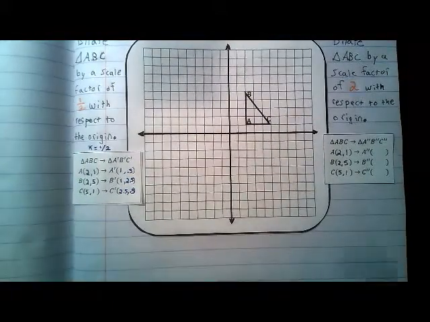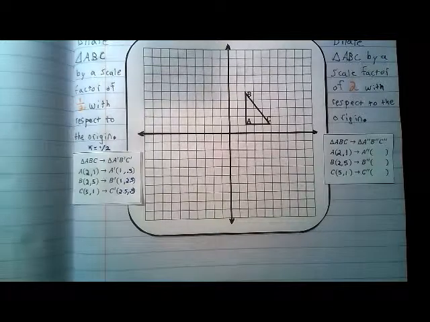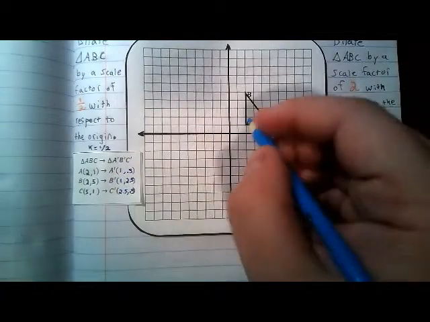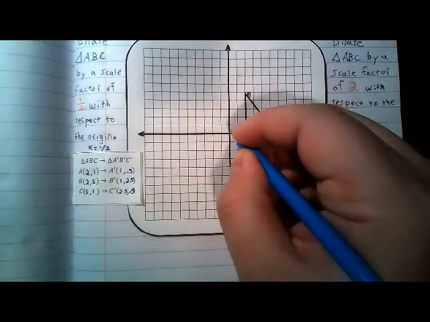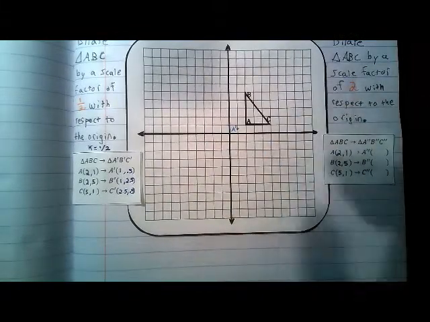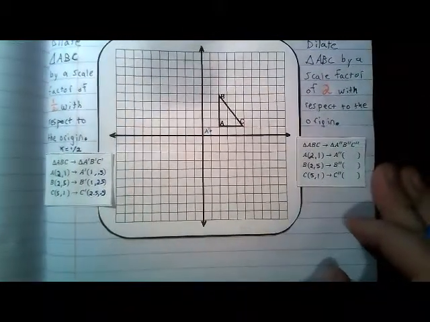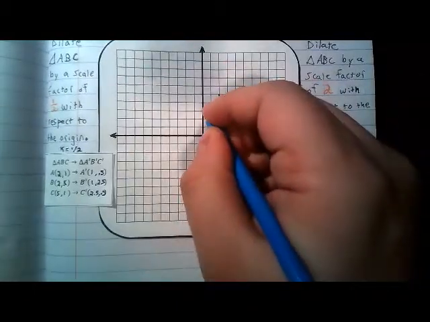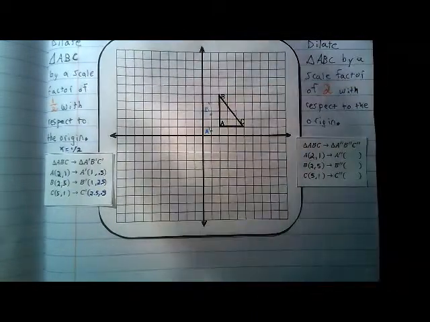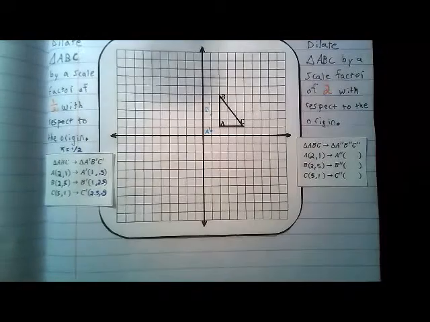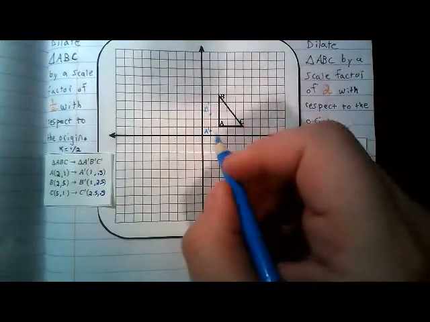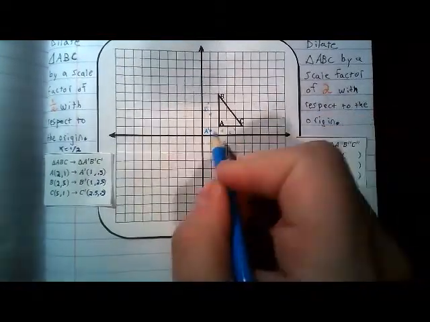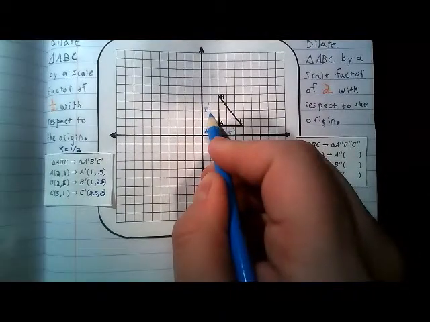And now we're going to plot those points, and we're going to see how the triangle looks. So again, I'm using blue. A went from (2, 1) to (1, 0.5). So A went right here. There's A prime. B is now at (1, 2.5). So that's (1, 2.5). That's B prime. And C went from (5, 1) to (2.5, 0.5). So there's C prime. And so there's my triangle right there.